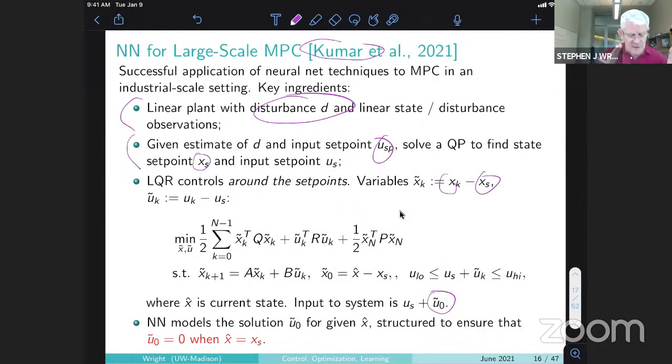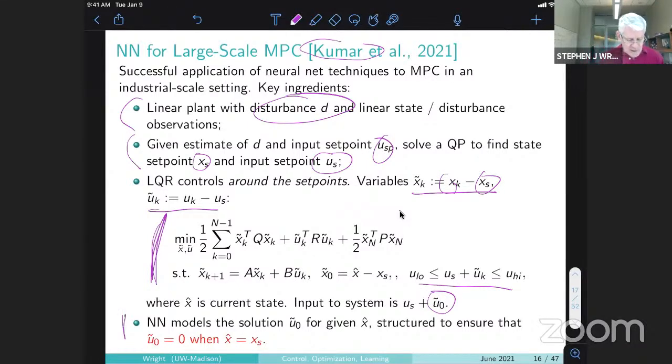So we have to do a little bit of pre-processing with the disturbance to figure out what should be the state set point, what should be the input set point. Given that, conceptually, we set up this QP that looks at deviations around those set points. The variables here are x tilde k, u tilde k, which are variations around u_s and x_s. And so this is just an LQR problem that captures deviations from the current point.